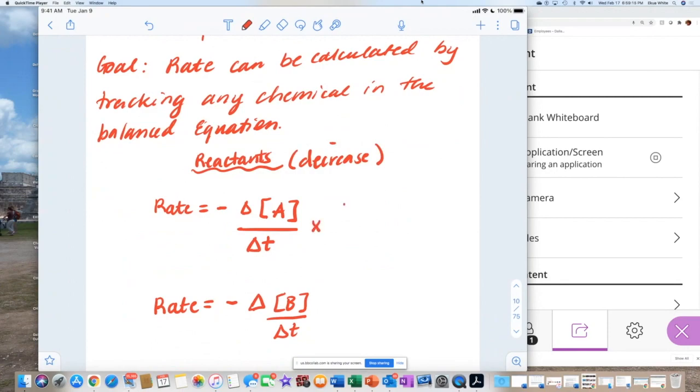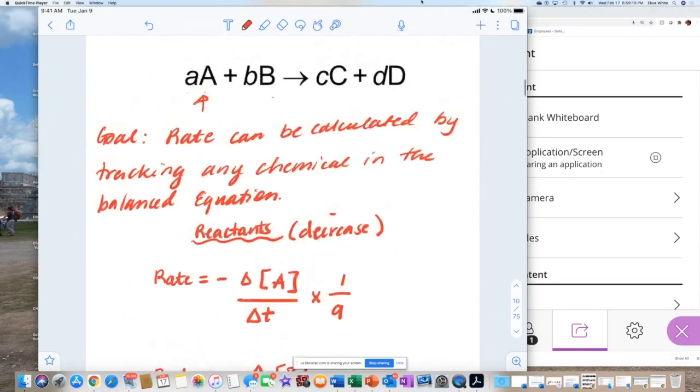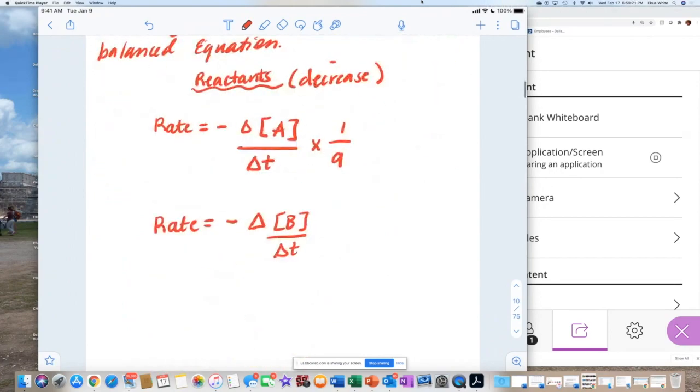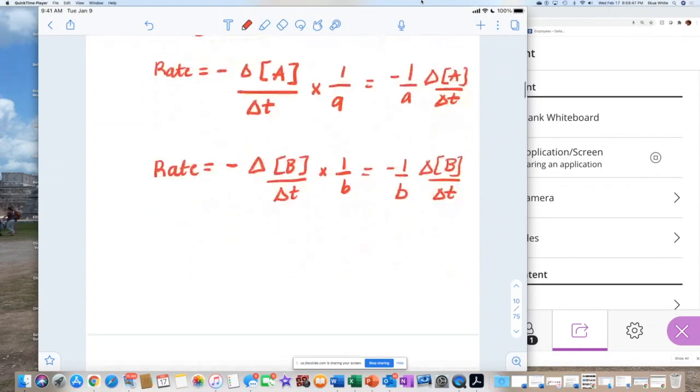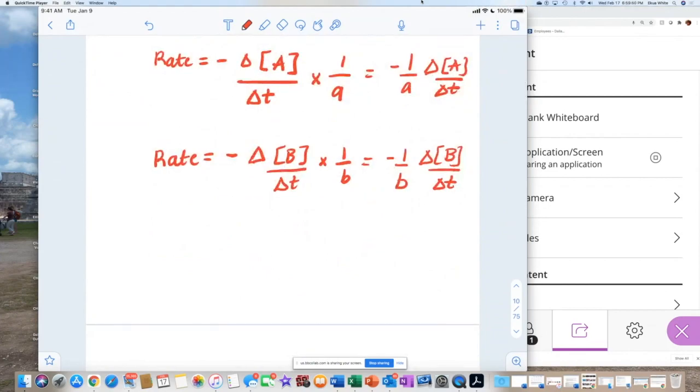Take this number times 1 over A, the coefficient of this. Here times 1 over B, the coefficient of this. So this becomes equal to negative 1 over A delta A over delta T. This becomes negative 1 over B delta B over delta T. So that's how I'm going to be dealing with the reactants.